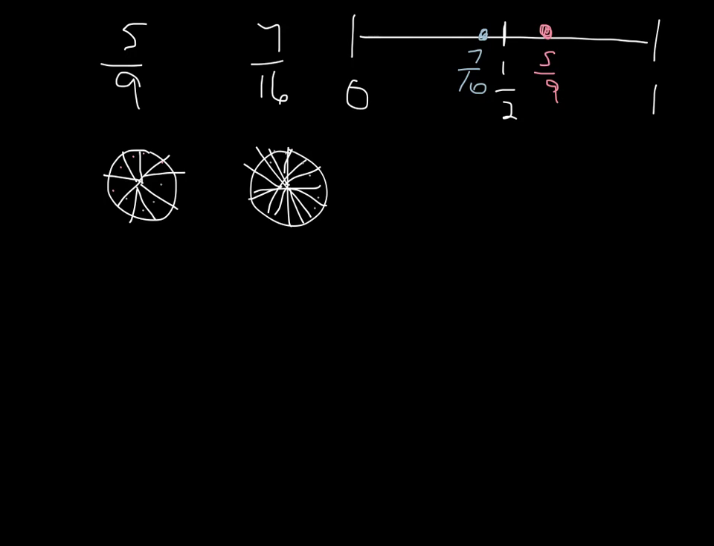We don't have to do any hard work to do this. We just recognize this. If 5/9 is more than half and 7/16 is less than half, then 5/9 must be greater than 7/16. And anytime you have one fraction less than half and another more than half, you can always use that benchmark to tell.